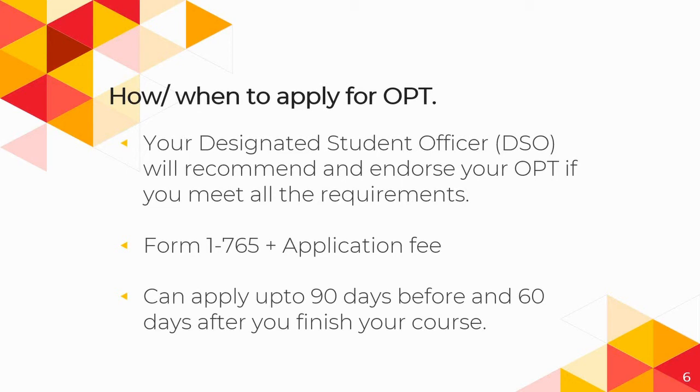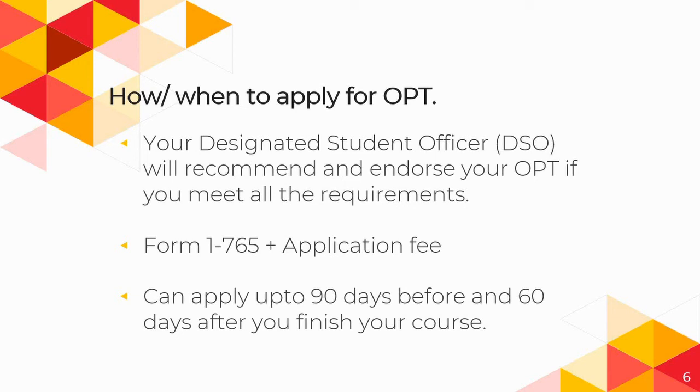So when can you apply, right? You can apply up to 90 days before and 60 days after you finish your course. So let's say you're finishing in June, you have 3 months before June to apply, or 2 months after June. In that duration of 5 months, you need to talk to your DSO, tell them that you intend to work after this, and they will verify and make sure you meet all requirements, and then they will submit your application, which is form I-765, to USCIS to be able to process your OPT. Again, there is an application fee for this, so you also need to make sure you have financial arrangements for that. It's probably about $400 as of today.